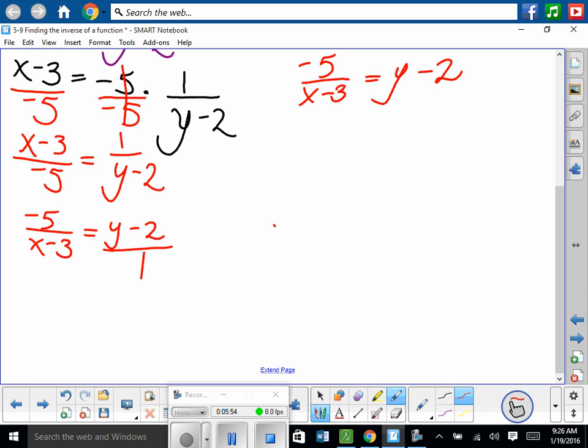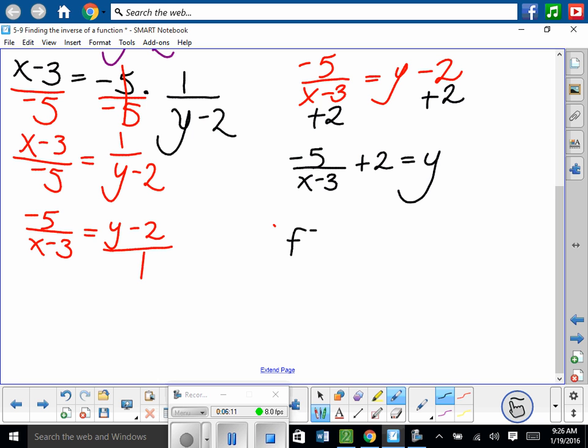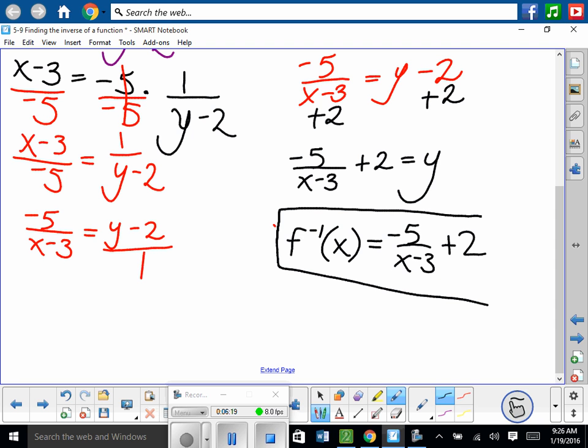Then from there, to get y alone, what will I do? Add 2 to both sides. We can't add 2 to a fraction, so you'll have negative 5 over x minus 3 plus 2 is equal to y. And now y is alone. We're done. That's our answer. That's our inverse. But I'm going to have you write it correctly. F inverse of x is equal to negative 5 over x minus 3 plus 2. There's our answer. Okay, so it does take some algebra skills, but I think we're there, hopefully.